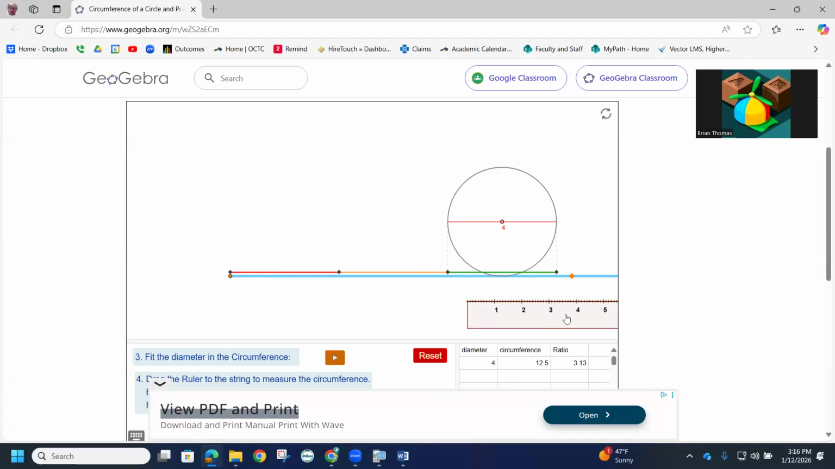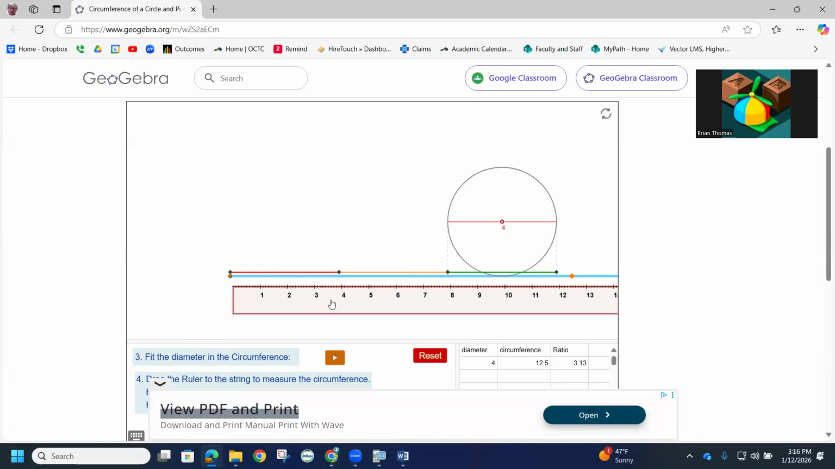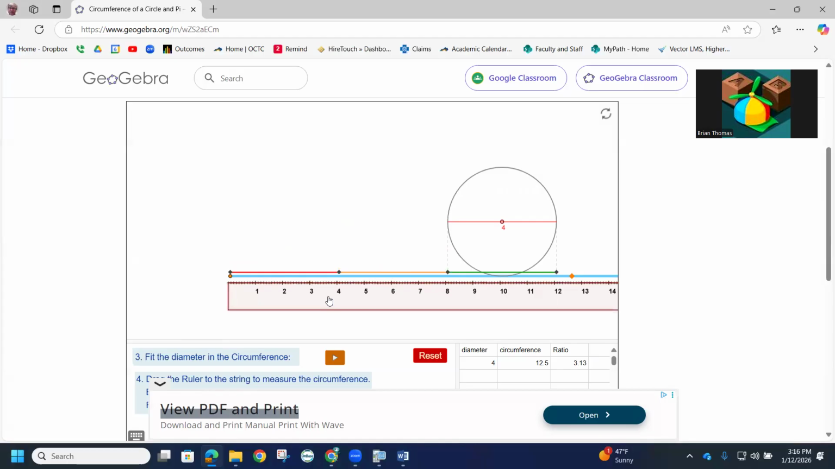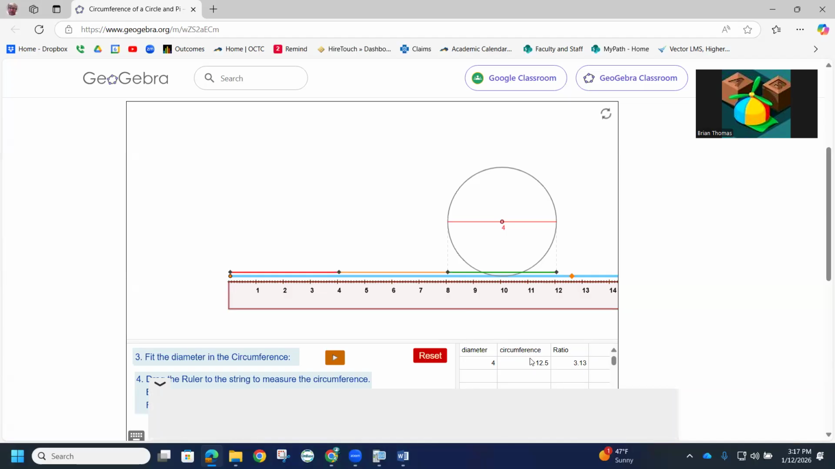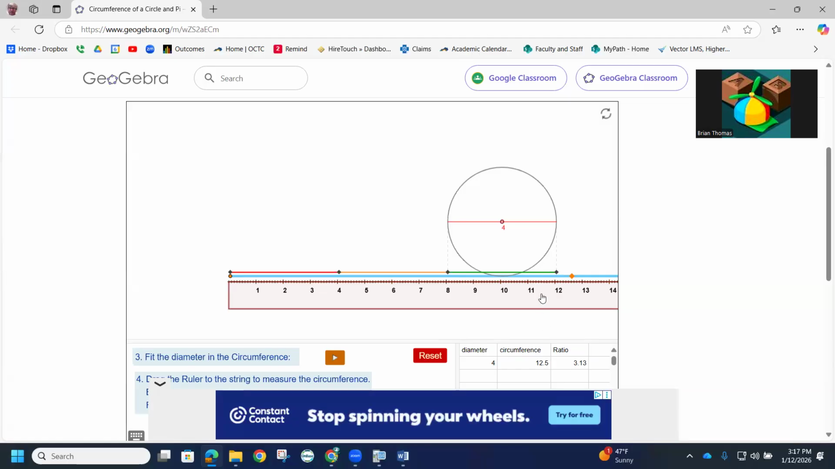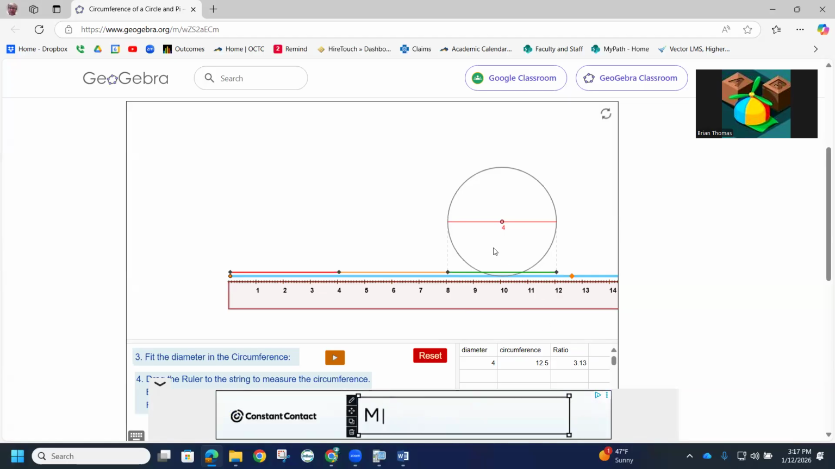Now, what I can do though is use my ruler and I can measure the actual circumference. And so we can see that the circumference is right around, looks like, 12.5. So it looks like right around 12.5 there is the distance. Now, if I reset this, also notice how there's this ratio of 3.3. Remember, that's going to be the circumference divided by a diameter. So if you went 12.5 divided by 4, you're going to get about 3.3. So remember, the circumference divided by a diameter should be close to pi, which is about 3.14.